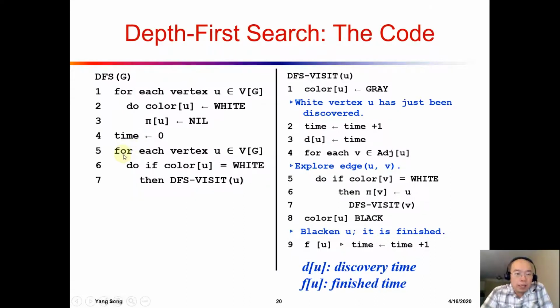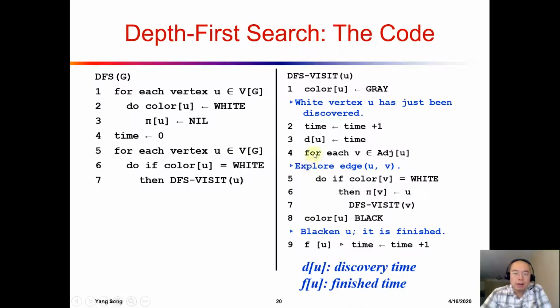And after that, for each of the vertices u, if its color is white, we want to do a DFS visit, and this brings us to the second function. For the DFS visit, the first thing we do is color that node gray, because we see a white node and start to visit it. After that, we increase the timer by 1 because we are visiting a new node. And for d[u], we are assigning the time to d[u], and d[u] means the discovery time.